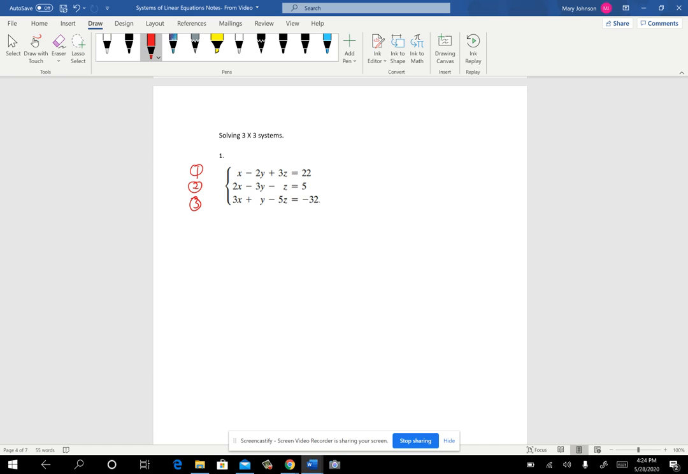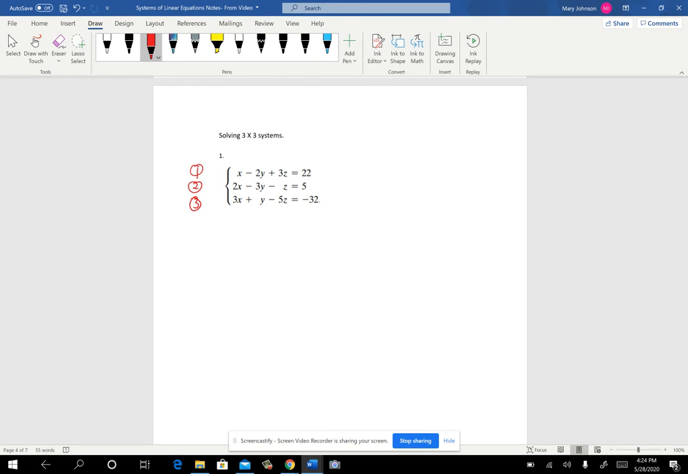We're going to look at the original system and decide on a variable that we want to cancel out, want to try to eliminate. And then what we're going to do is take two of the equations and work to eliminate that variable. And then we're going to take a different two equations and eliminate the same variable. Okay. Here's your first time.